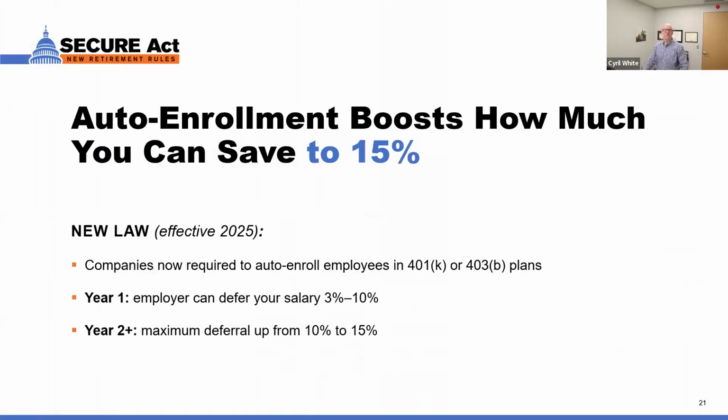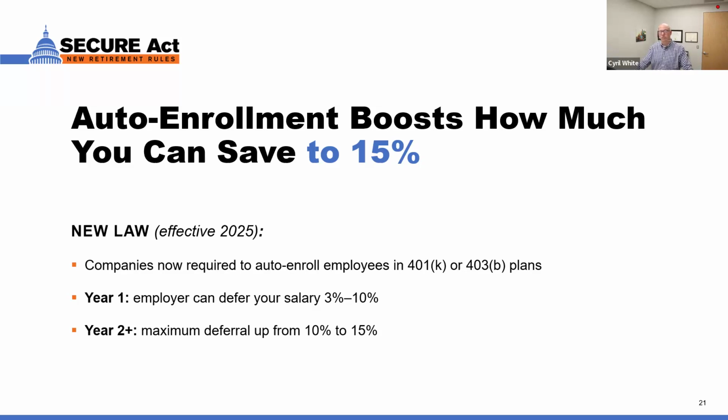Another change effective in 2025 is auto enrollment. Employers are going to require that all their employees are auto enrolled if they offer a 401k plan or 403b plan, and the employee will then have to opt out if they don't want to be a participant of that plan. So they're not forcing the employee to participate, but they're going to be enrolled automatically. And then if they don't want to participate, they can opt out.